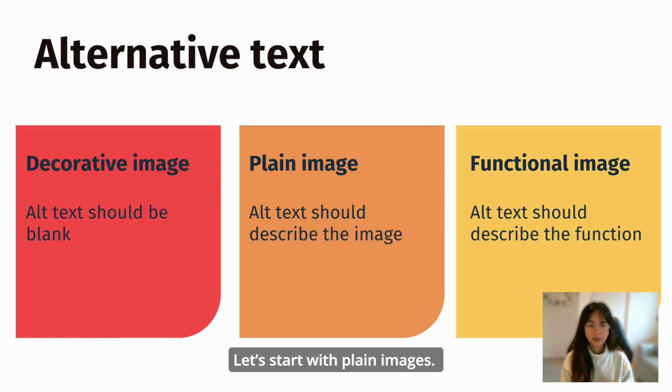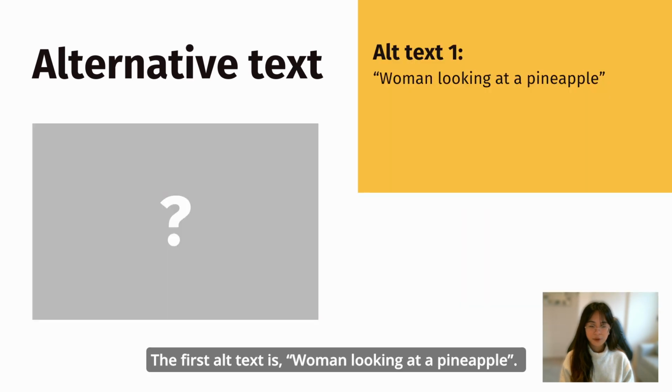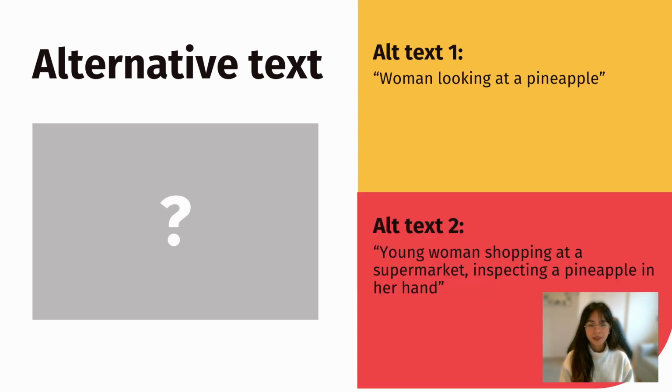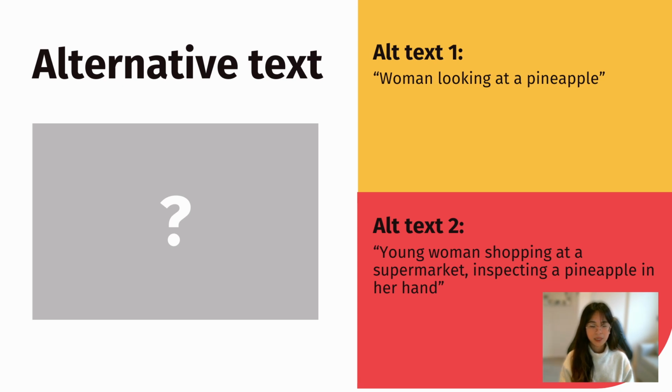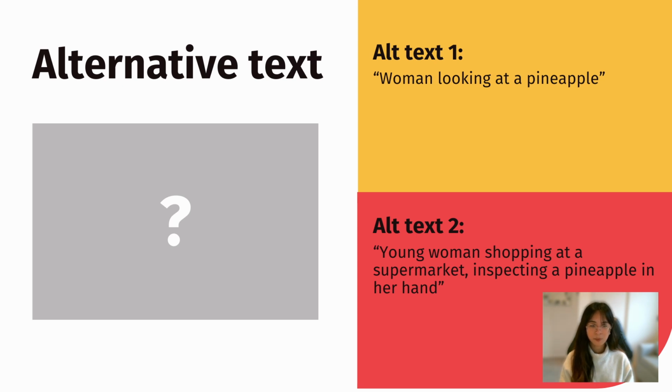So let's start with plain images. I'm going to present you two alt texts. Both refer to the same image, but the way that they describe it is different. So the first alt text is woman looking at a pineapple. So have a think about what kind of image you see in your head when you hear this alt text. The second one is young woman shopping at a supermarket inspecting a pineapple in her hand. Again, have a think about what kind of image you see in your head with this description.